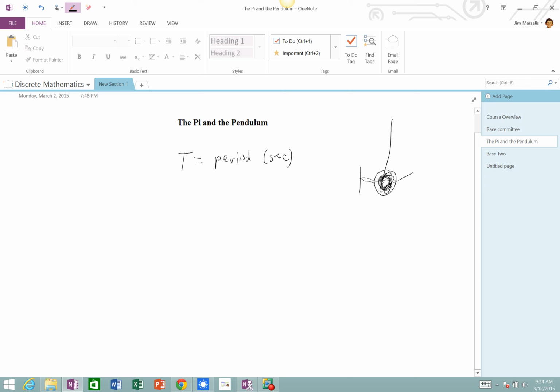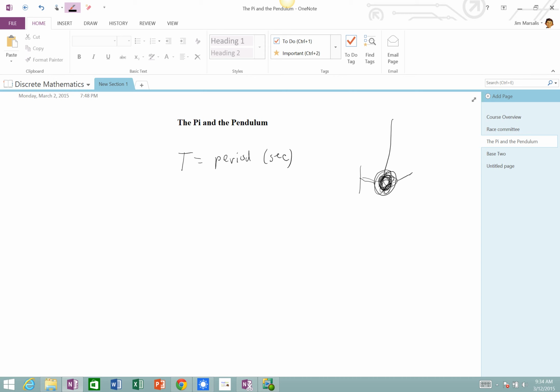Now, you can actually do this in the lab. In fact, we're going to do a little experiment a little later to show this. If you vary the length of the pendulum, the period changes. So the period does depend on the length. On the other hand, if you vary the mass of the ball at the bottom, it doesn't appear to make any difference what the mass is. If it's a kilogram or half a kilogram or 10 kilograms, the period's still going to be about the same.